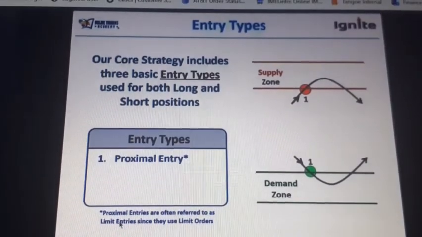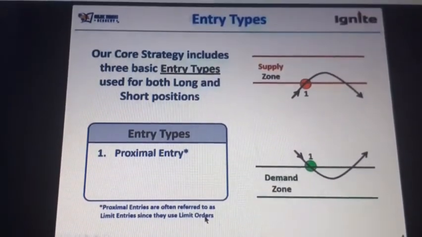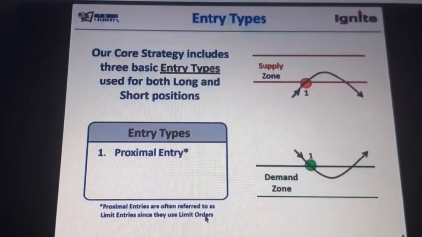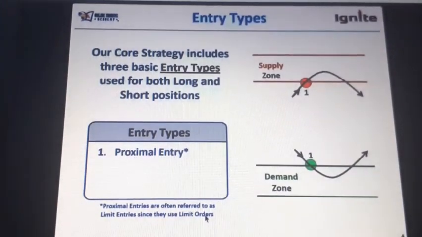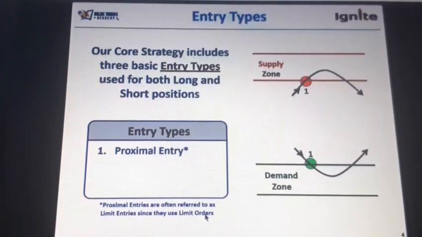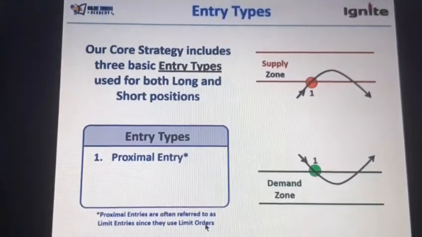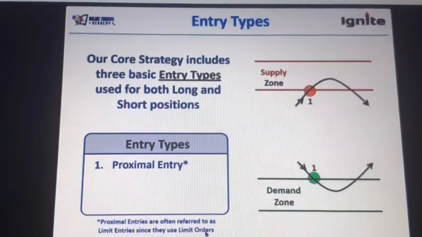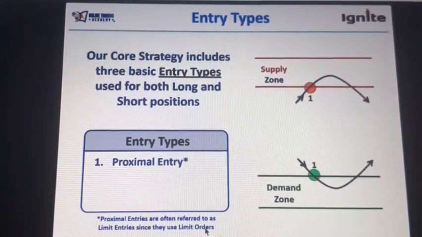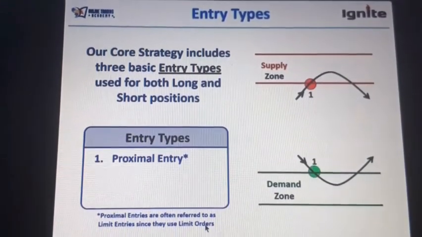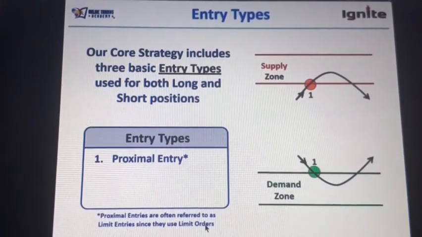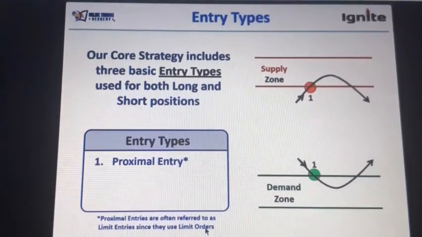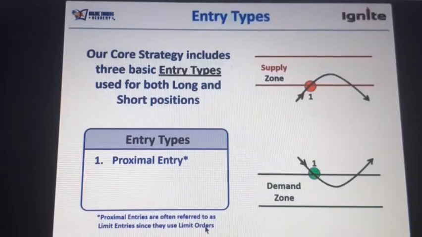Proximal entries are often referred to as limit entries since they use limit orders. Now, you will have a detailed session about how to put your orders and everything: what is a limit order, what is a market order, and what the different types of orders are. After the lockdown, you will have a session with your mentor. I'll just tell you what exactly a limit order is in short.